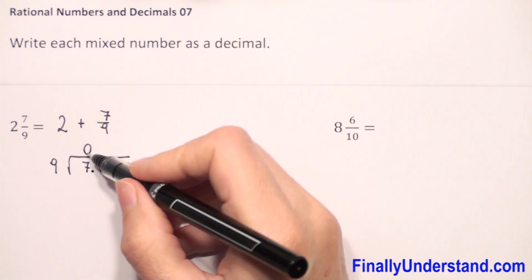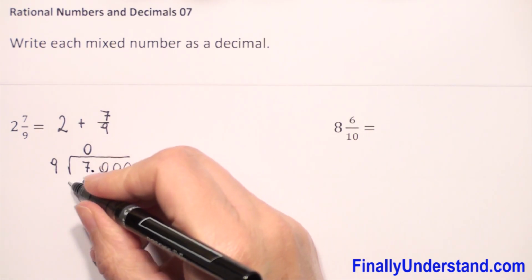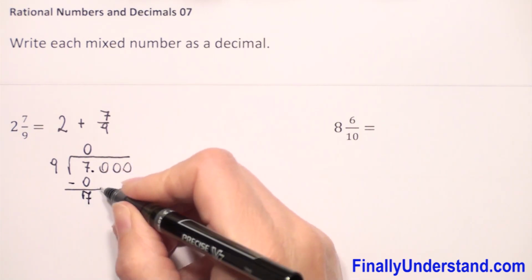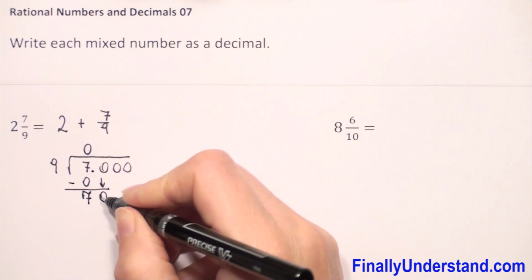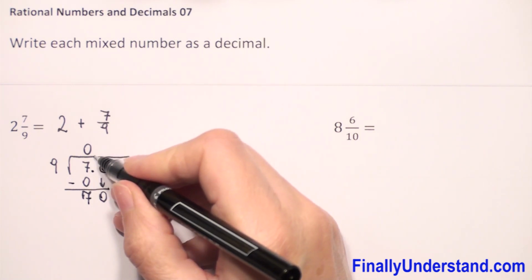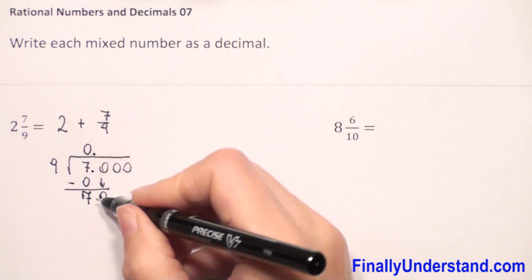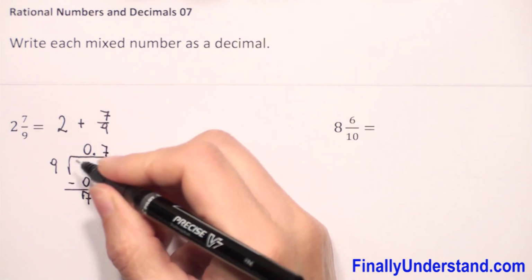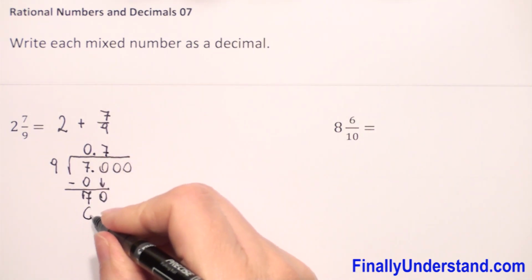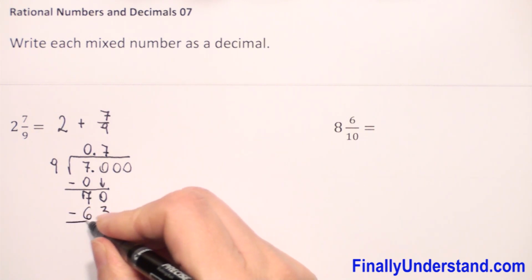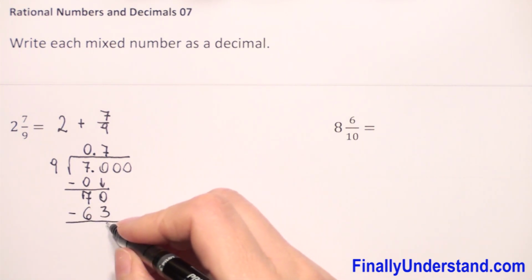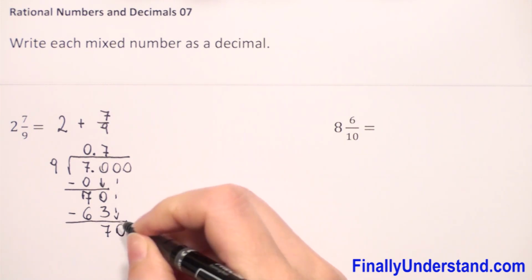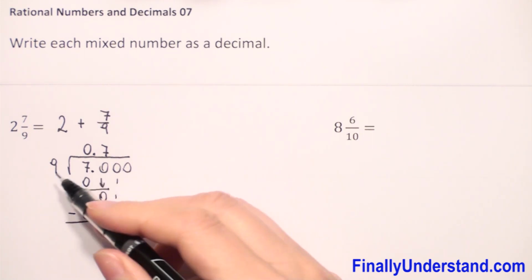Now 0 times 9 is 0. We do subtraction. 7 minus 0 is 7. We take down the first 0 and put up the decimal point. 70 divided by 9 is 7. 7 times 9 is 63. Subtraction again. 70 minus 63 is 7. We take down the next 0, so we have again 70 divided by 9.